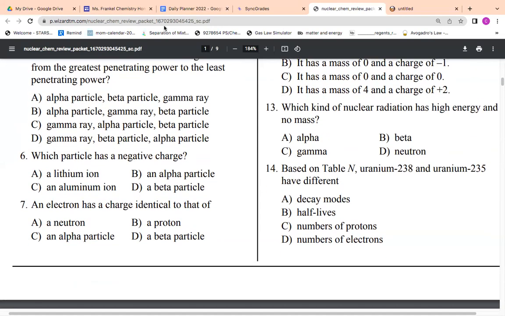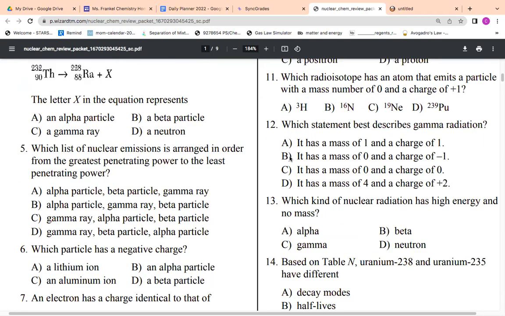Number 7. An electron has a charge identical to that of, and we literally just went over this one. Again, an electron is basically a beta particle. Beta particle is just a very fast moving, high speed electron. Again, write it like this, or you can write it like this. However you prefer to write it, it doesn't matter. Either are valid. Both can be found in your reference table as well. So you don't even have to memorize those.